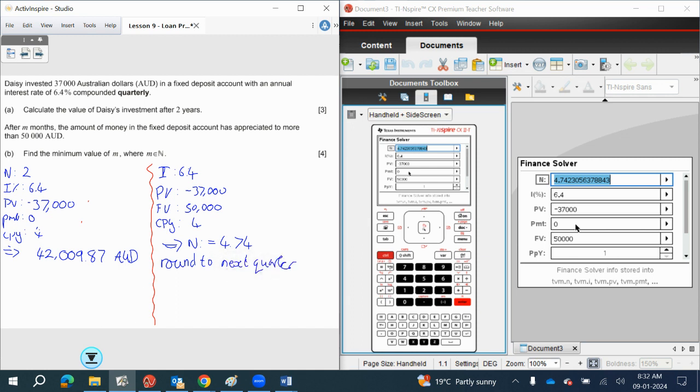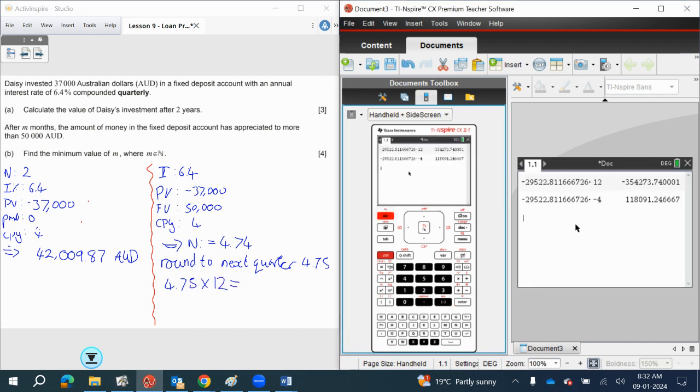Which is 4.75. And then 4.75 times 12. So we need 4.75 times 12. That gives 57 months. So after M months, the amount of money in the deposit has appreciated to more. What is the minimum value of M? So this is 57. So M equals 57 months.